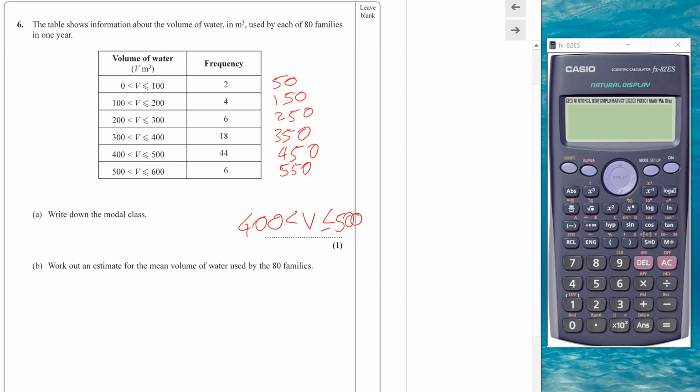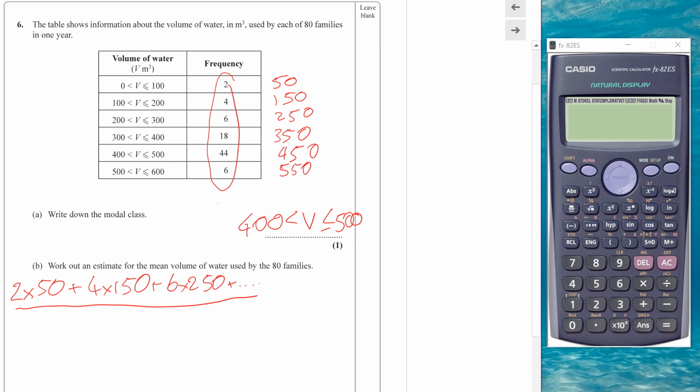Then what we need to do is find the mean, and the mean is found by adding up all the values that we have and dividing by how many there are. So we have got 2 occasions with 50. We have got another 4 occasions with 150, 6 with 250, and so on. We're going to add all of those together, and then divide all of that by the total number of families that we have. We could do it by adding up all of the frequencies, or by noticing that we've already been given that piece of information at 80, and actually we were given it right at the start as well. So we're going to divide by 80.